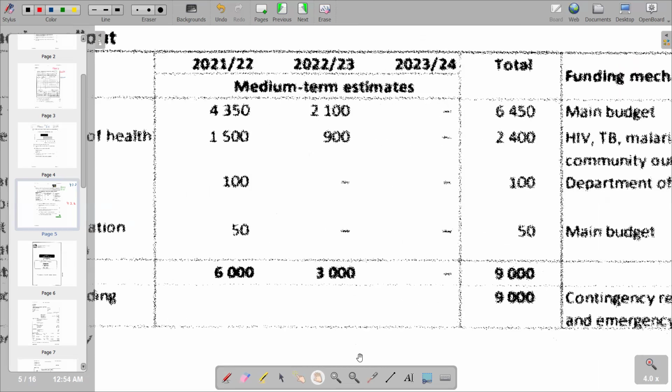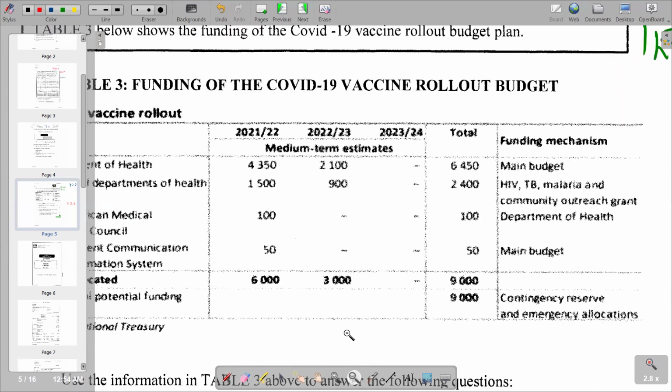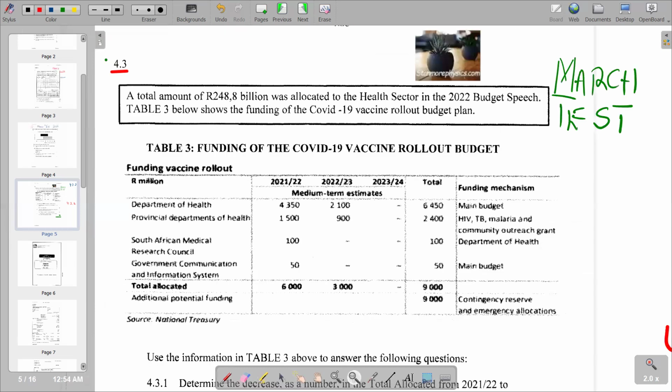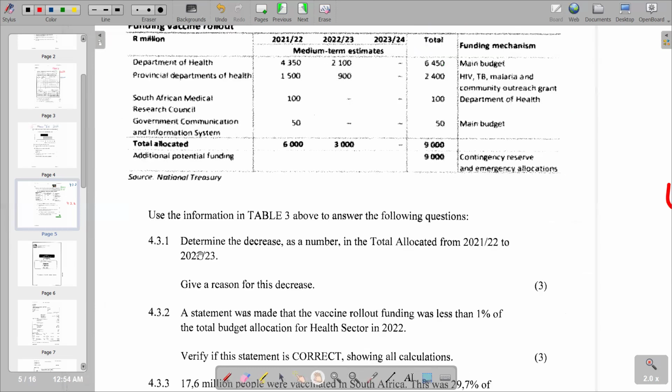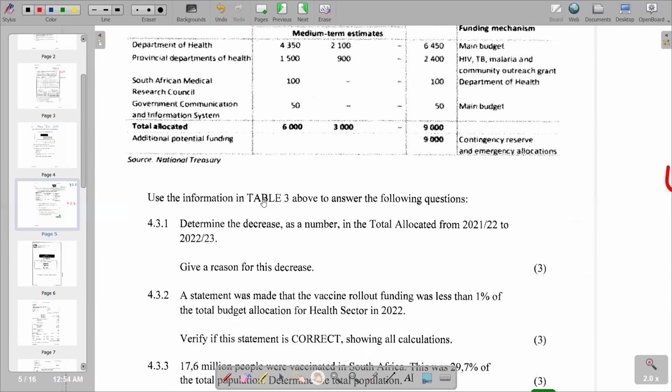Having that now, I believe that we have got the question part, whereby we are going to go down and try to use the information in table 3 above to answer the following questions. 4.3.1, determine the decrease as a number in the total allocated from 2021/2022 to 2022/2023. Also give a reason for this decrease.